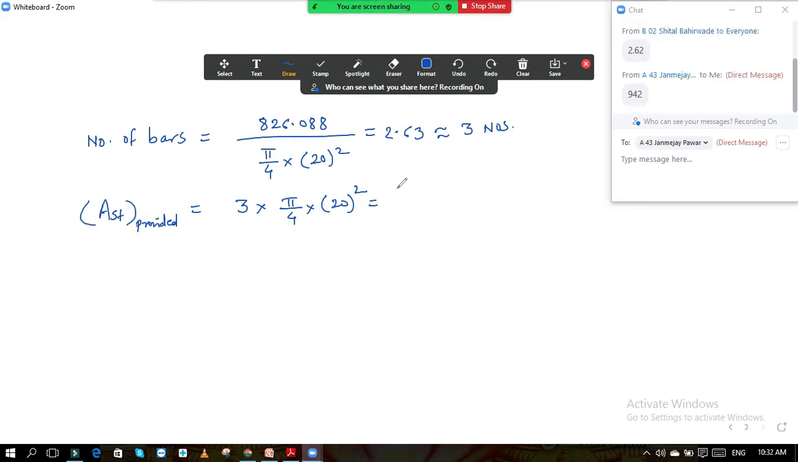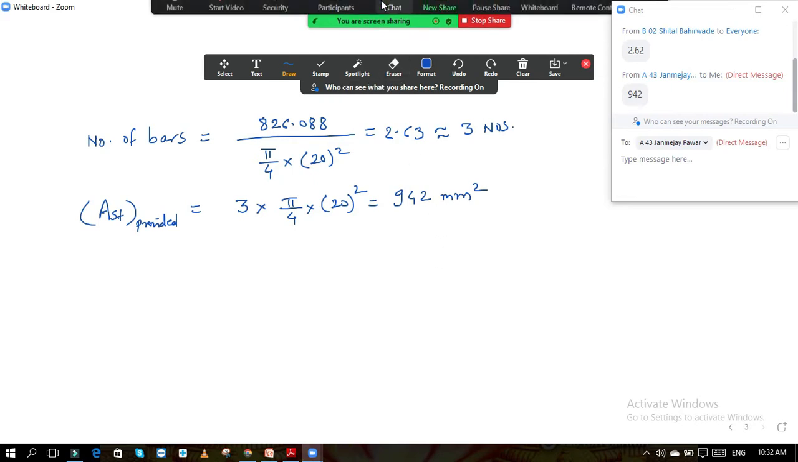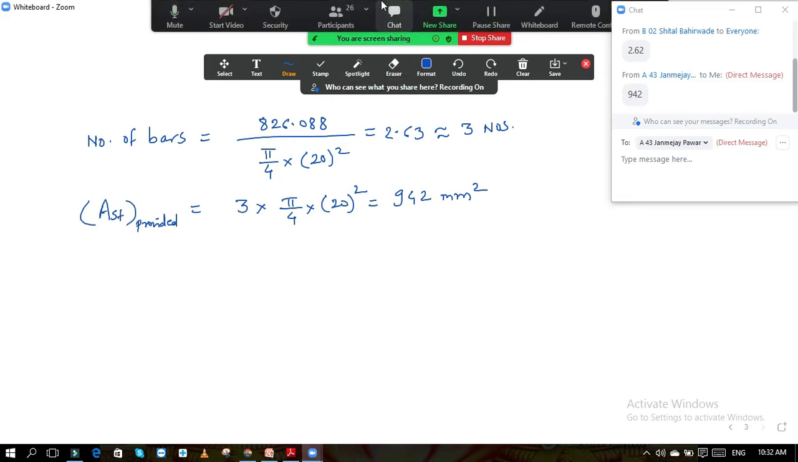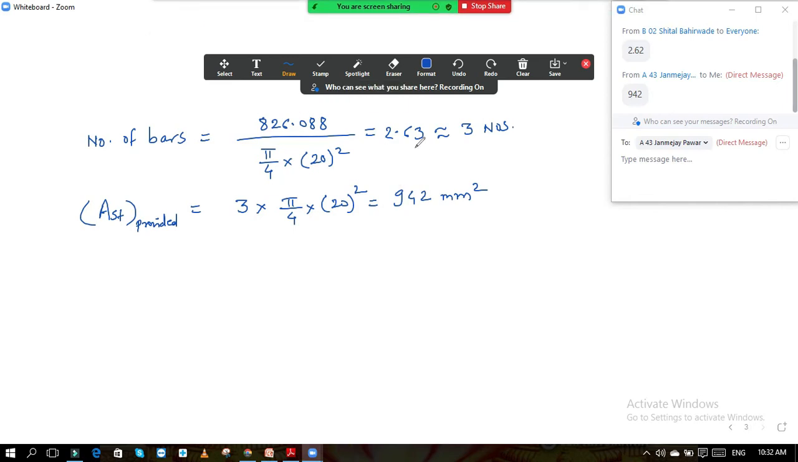20. Coming back to the problem, AST provided is 942 mm square. So now after this calculation, see this is now reinforcement.